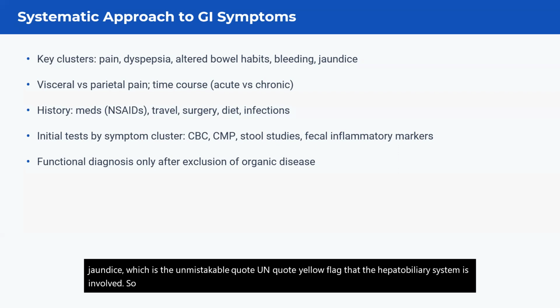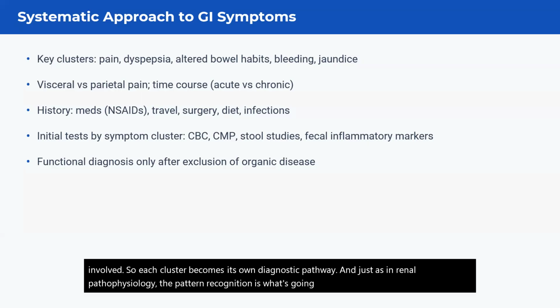So each cluster becomes its own diagnostic pathway. And just as in renal pathophysiology, the pattern recognition is what's going to drive the probability. So let's pay attention now to pain.